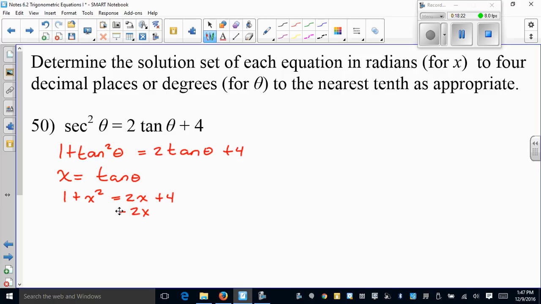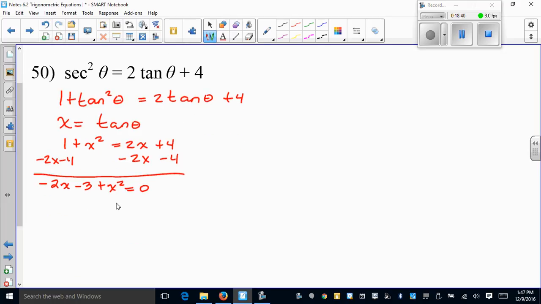I'm going to subtract 2x and move it to this side. Subtract 4 and move it to this side. So I have negative 2x minus 3 plus x squared equals 0. Put this in descending order, you get x squared minus 2x minus 3 equals 0. Okay, so negative 3, factors of negative 3 that give me negative 2 will be negative 3 and 1. So this is nice and factorable.